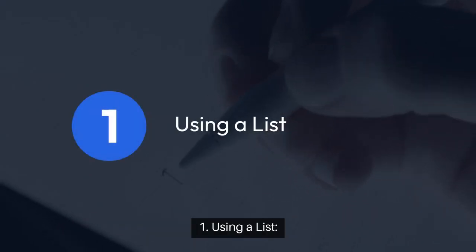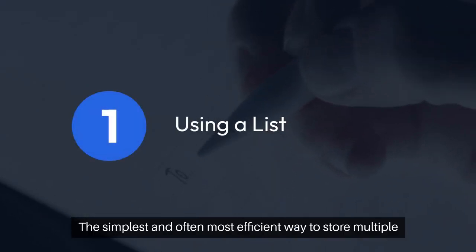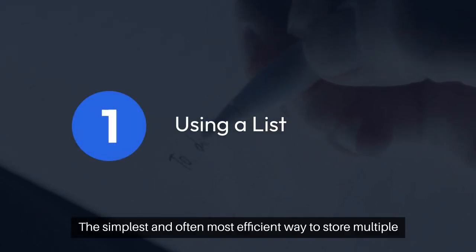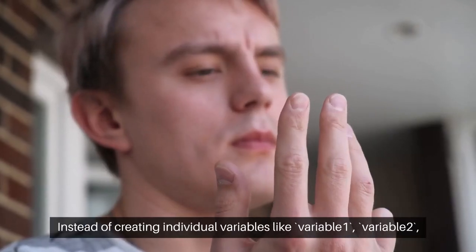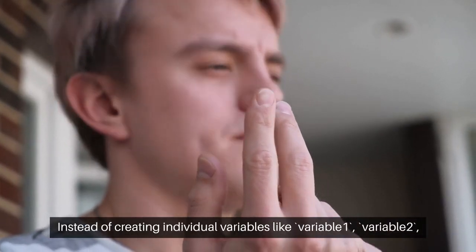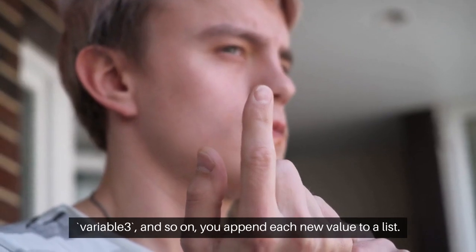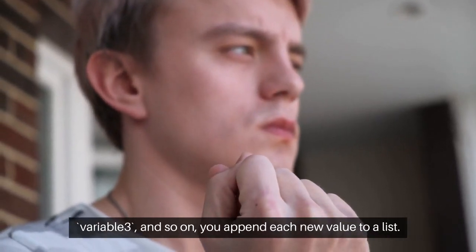1. Using a list. The simplest and often most efficient way to store multiple variables generated within a loop is to use a list. Instead of creating individual variables like variable1, variable2, variable3 and so on, you append each new value to a list.